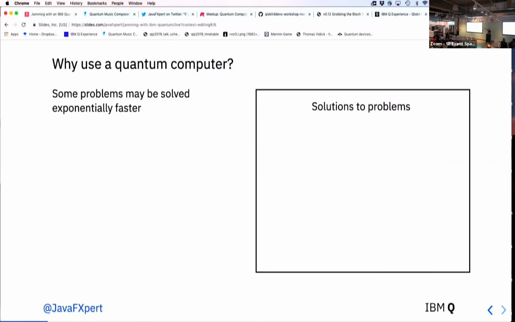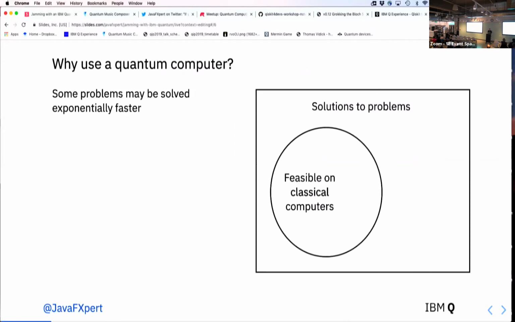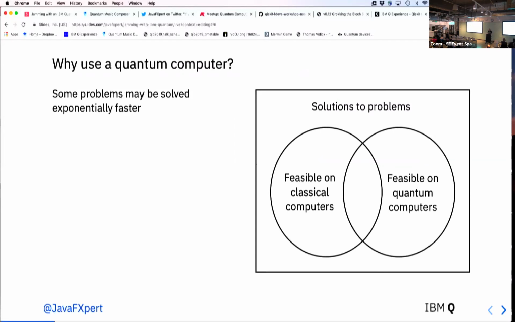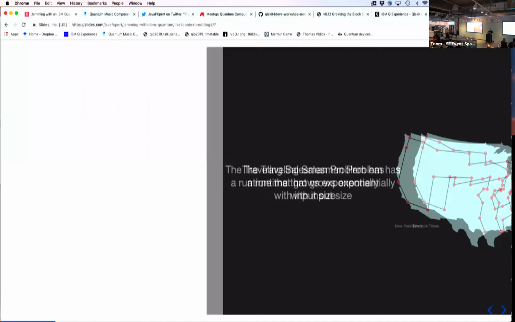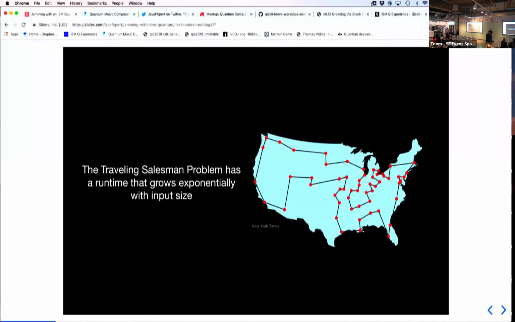If we think about the space of problems and the space of solutions to problems, we have some problems that are feasible on classical computers, and we have some that are only feasible on quantum computers. And there is an intersection where maybe the same problem might be feasible on both. But there are these problems that are feasible on quantum computers that we'll never be able to do classically, and that's because some problems on a quantum computer can be solved exponentially faster. For example, the traveling salesman problem.